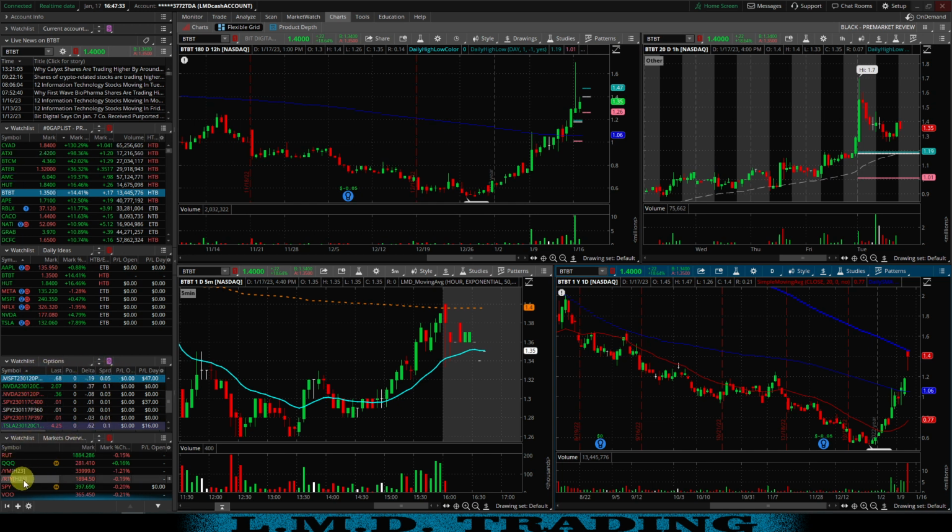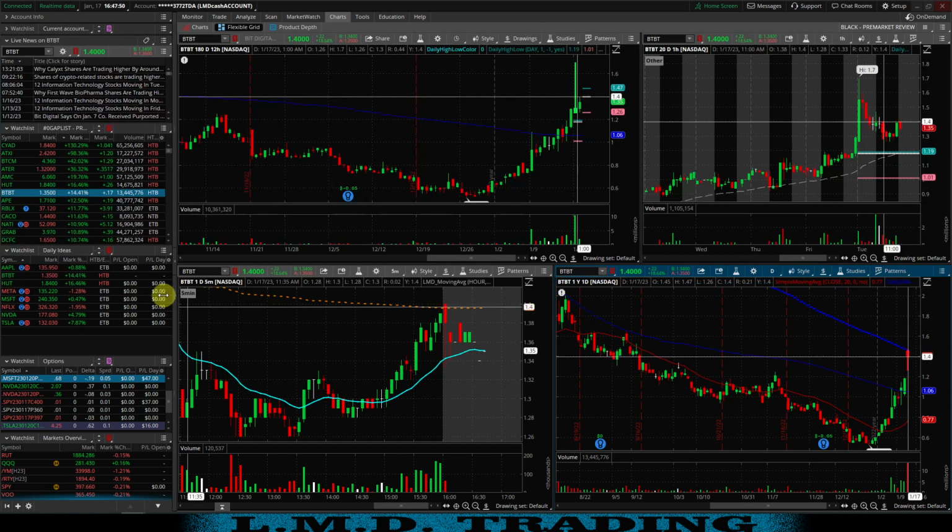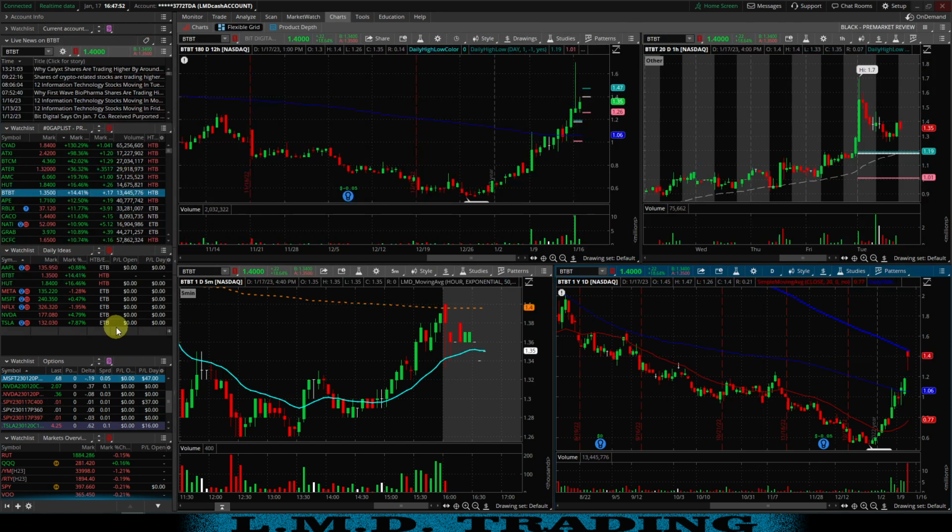Below that, I have my options watch list. And then below that, I have the markets. So if I just want to take a quick glance, see what the market's doing, see if it's up or down. We see the only thing that is up right now is the QQQ, and it's just barely up. Everything else finished down today. So that's my watch list area.